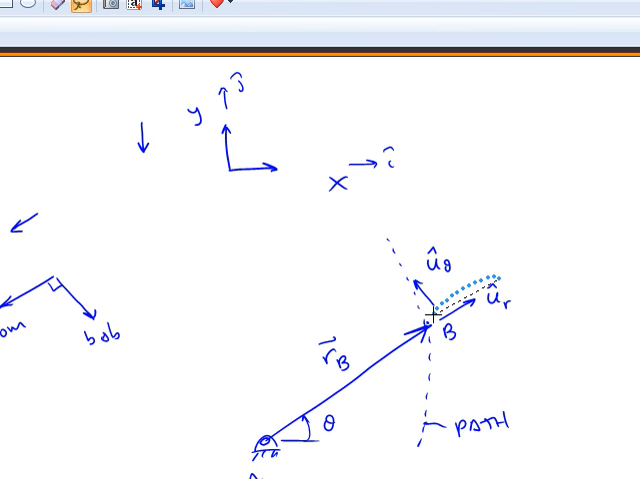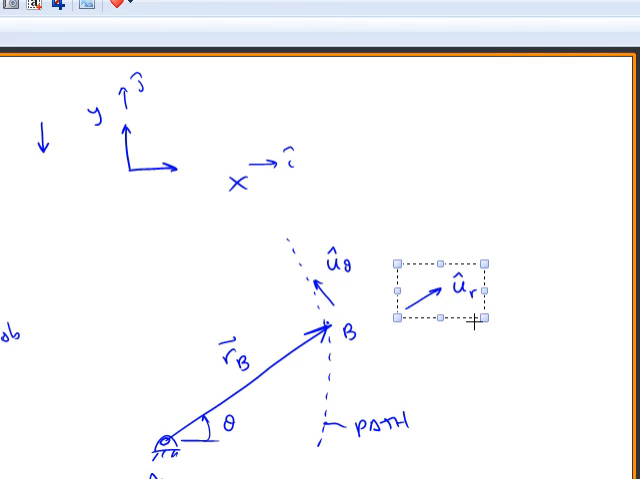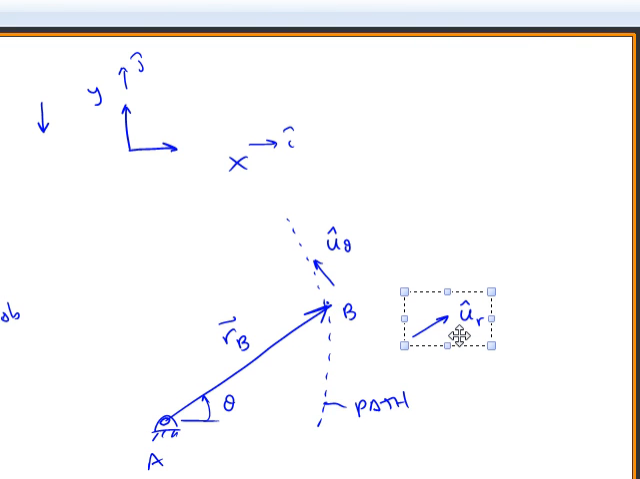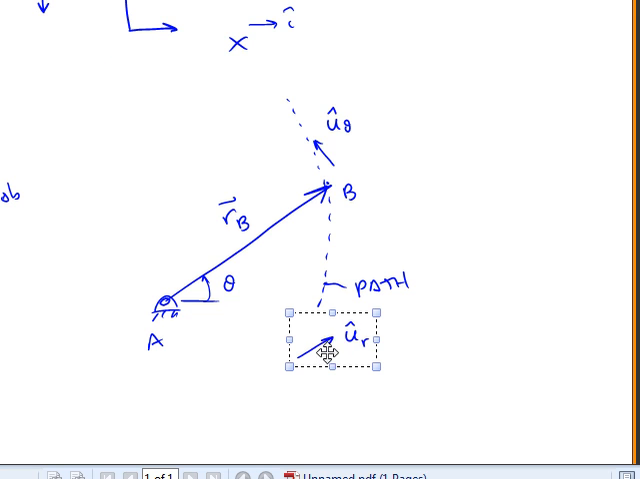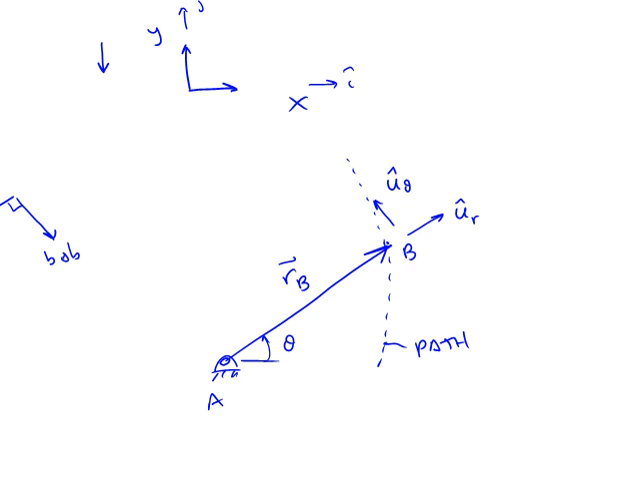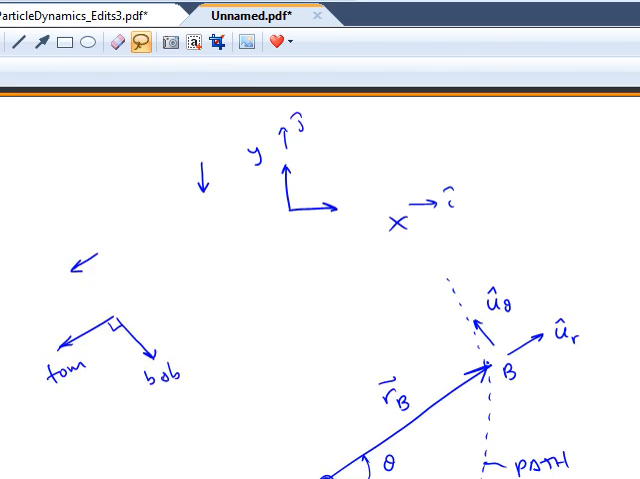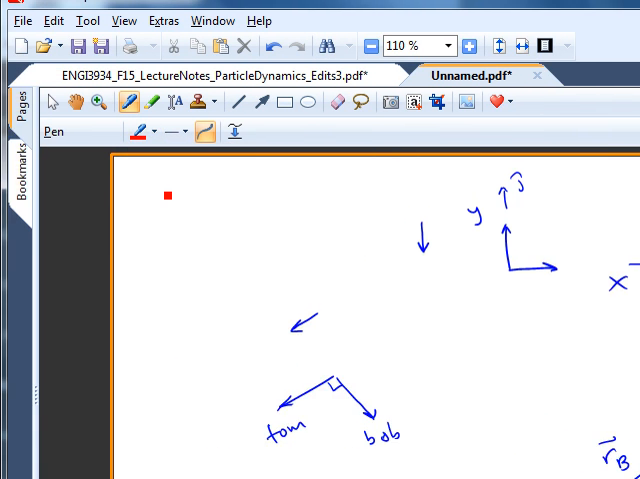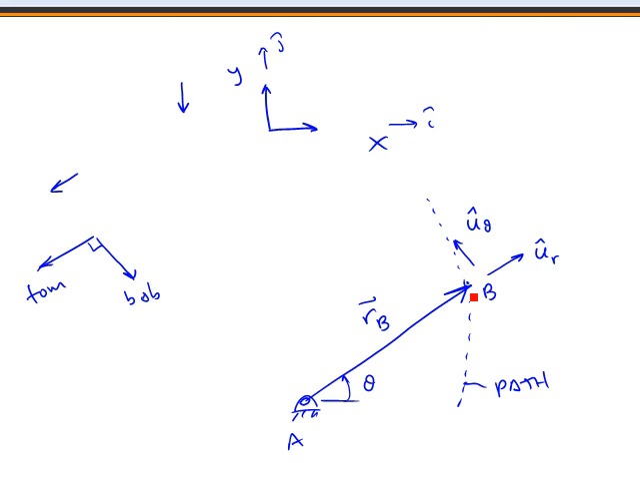If I pick up this unit vector and I move it, that's the UR direction. I can draw this unit vector wherever I want. It doesn't change the fact that right now this is the UR direction. Okay, it's probably a bit more helpful to draw it there. Now we're going to consider a short excursion of point B along this path.